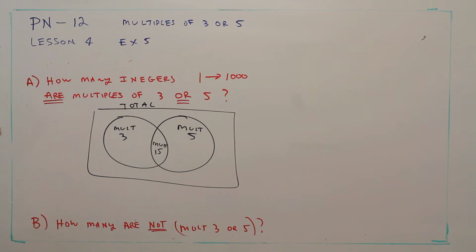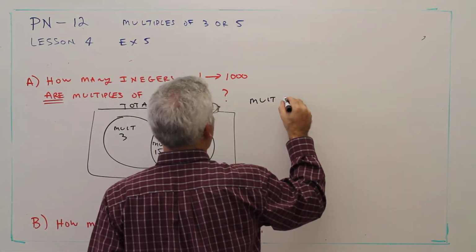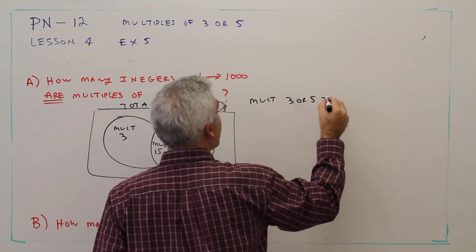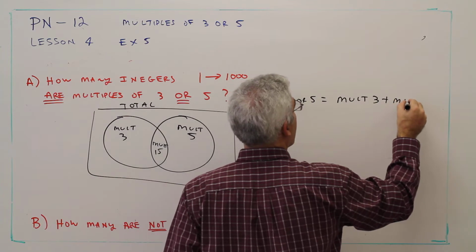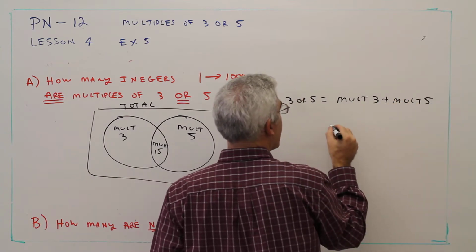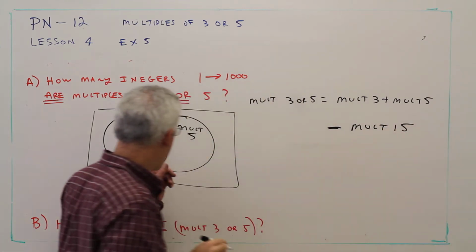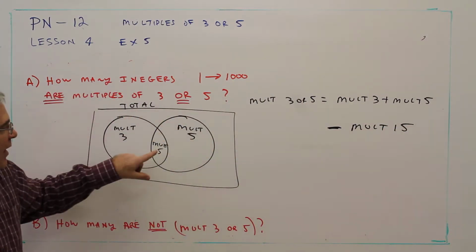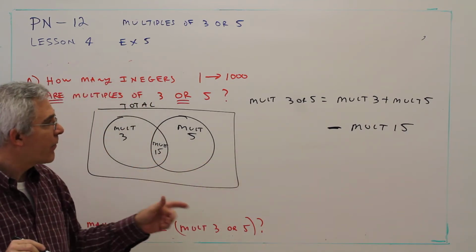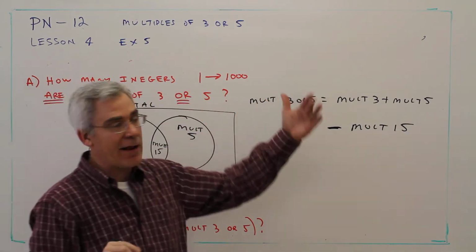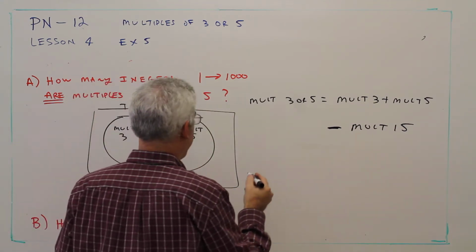Alright, so if you want to find multiples of 3 or 5, that's equal to the multiples of 3 plus the multiples of 5 minus the multiples of 15. If you just added these and these, you'd be double counting. So this takes care of that double counting. Alright, so all I've got to do now is find out how many are multiples of each. Alright, so let's just do that.